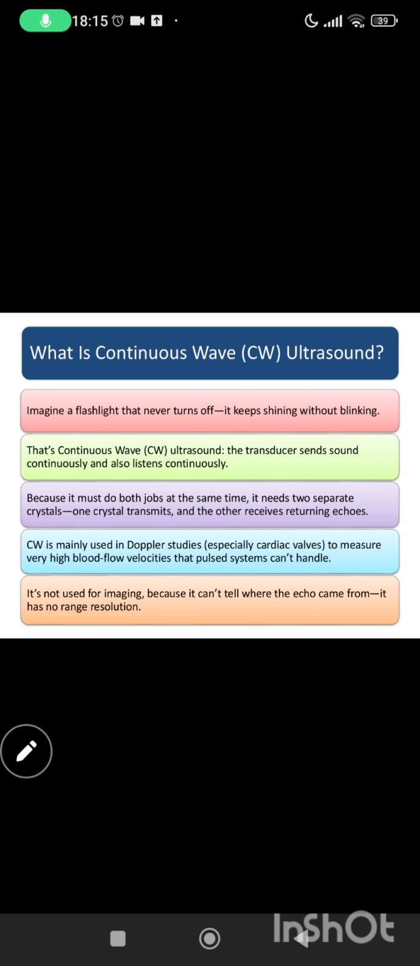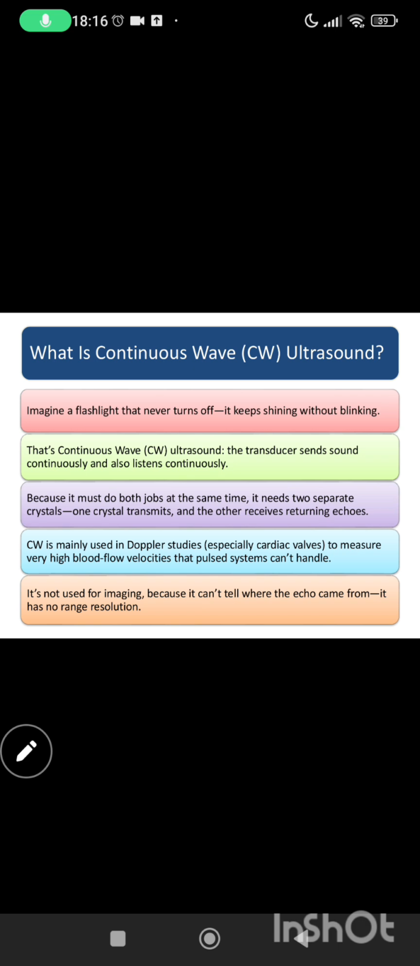Now, these topics we have already covered in Doppler, CW Doppler and pulse wave Doppler. Because we are doing the basics again, these topics are there again with a little bit more detail. All other details are the same. So, what is the difference between CW Doppler and PW Doppler?